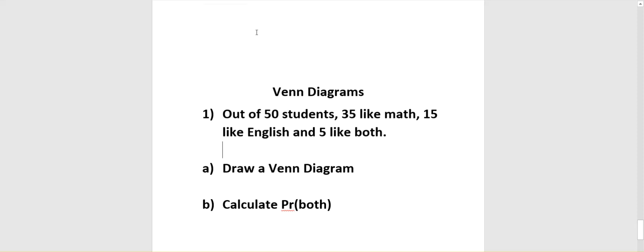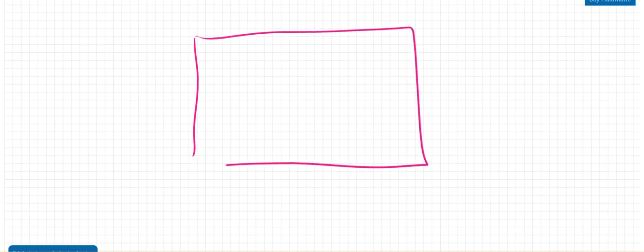Let's do that first. Now, when drawing a Venn diagram, your sample space is represented by a rectangle. So all the numbers that we're dealing with will go into that rectangle, and usually it's outside. We can have an S for sample space, and sample space means the total number of things we're dealing with. In this case, we have 50 students. So everything in that rectangle has to add up to 50.